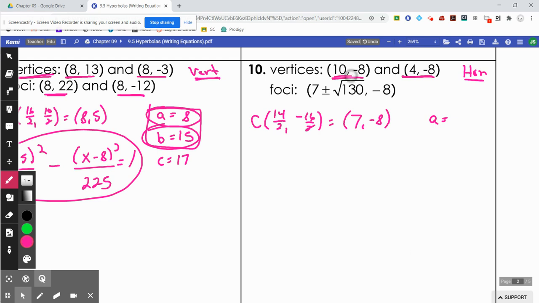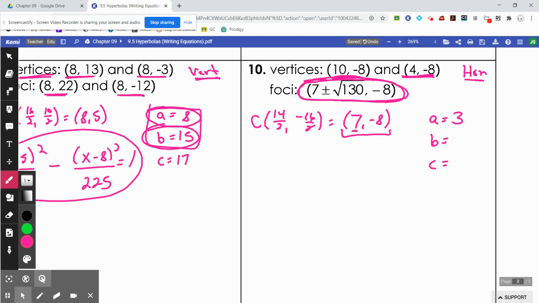So the distance from here to here is 6, so our A value is going to be 3. Our B value we can't find, but our C value is going to be half the distance between our two vertices. Now, another way of doing that is we could do the distance from our center to one of the foci. The distance from center to foci, look at this, 7.